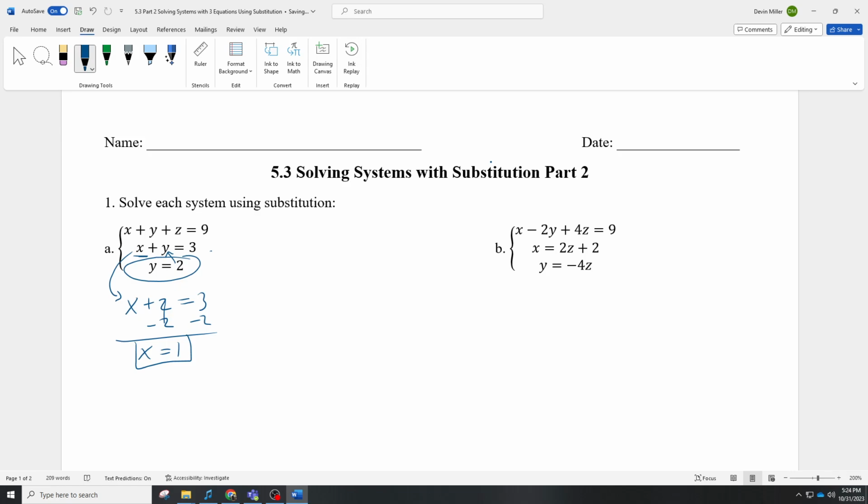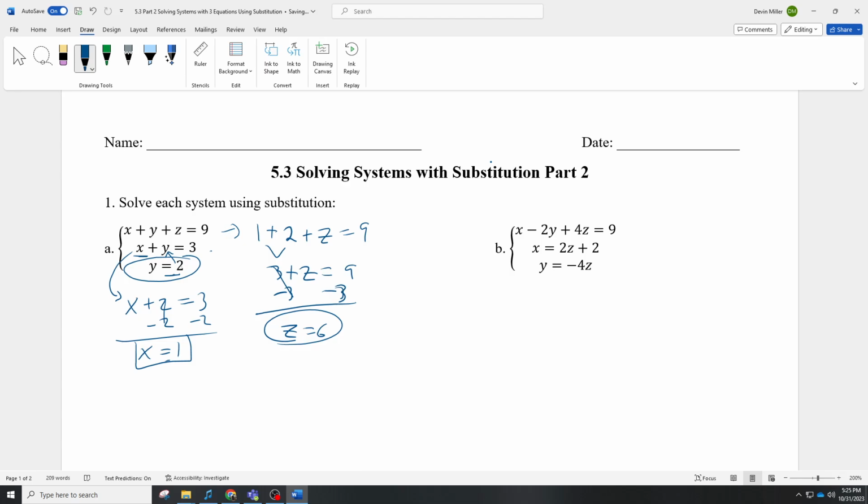So now we have 2 out of the 3 answers. This time we have x, y, and z. So we know that y is 2. We know the x is 1. Let's go back up to the top equation and use that one now. We'll plug in that we know that x is 1. So we have 1 plus our y value, which they gave to us, which was 2, plus z, which we don't know, equals 9. Then we just solve this one for z. So 2 plus 1 is 3, plus z equals 9. Subtract 3 on both sides. Oops. End up getting z equals 6.